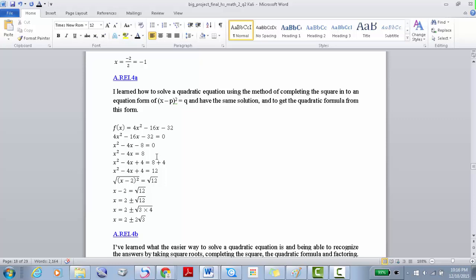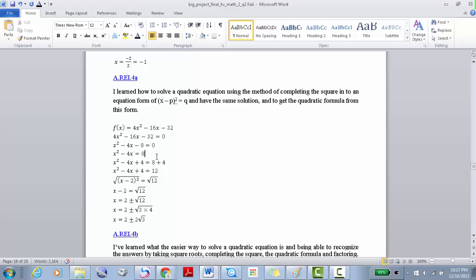So it will be x minus 2 equals the square root of 12, because we can't get rid of the square root of 12 unless we find the square root of 12, and we can't do that. So x minus 2 equals the square root of 12. So we have to move negative 2 to the other side. It will be x equals 2 plus minus the square root of 12.